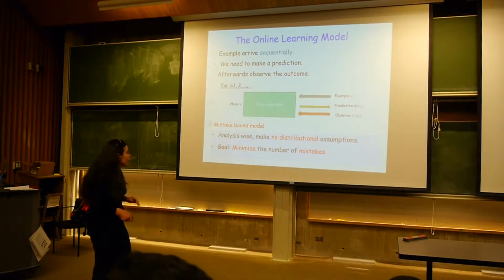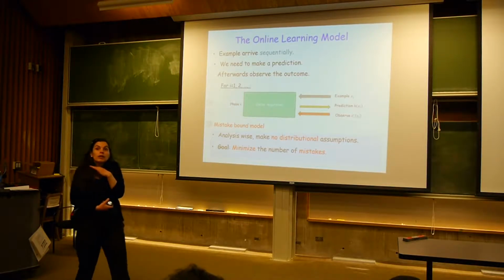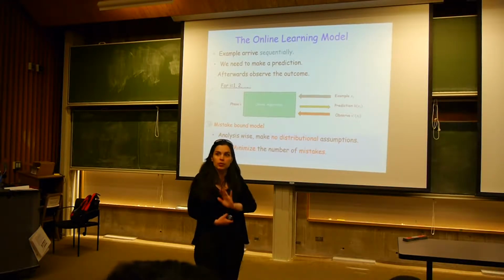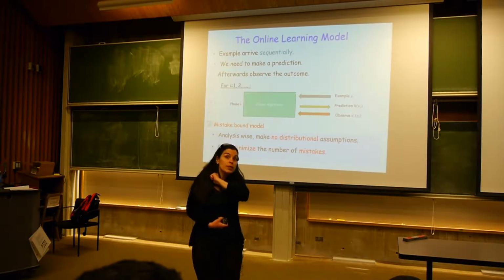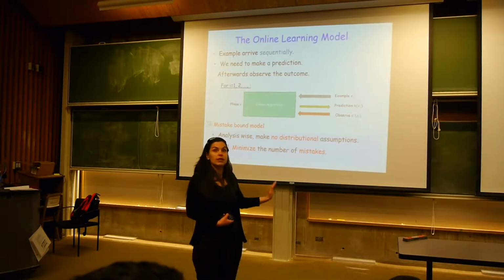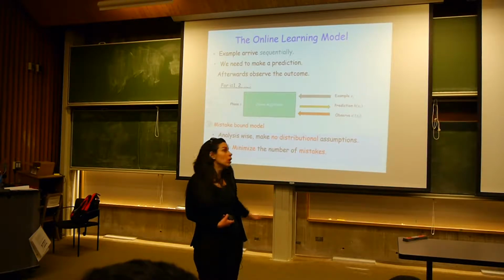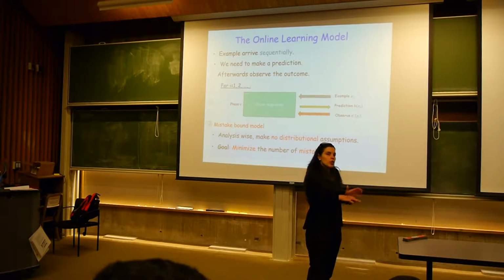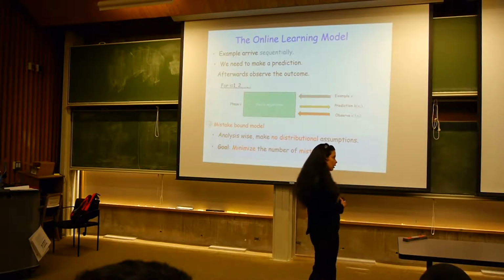And traditionally, in the original model, we don't even make distributional assumptions. Throughout the course, we assumed that the data comes from some fixed but unknown distribution. Now, in the online learning model, in the extreme case, we think about worst case sequences. So we assume that the examples that come by don't even come from a fixed distribution. It's a worst case sequence of emails. So we make no distributional assumptions from the analysis point of view. Of course, there are also variations of this, but in the basic model, we make no distributional assumptions. And the goal there is to minimize the number of mistakes.